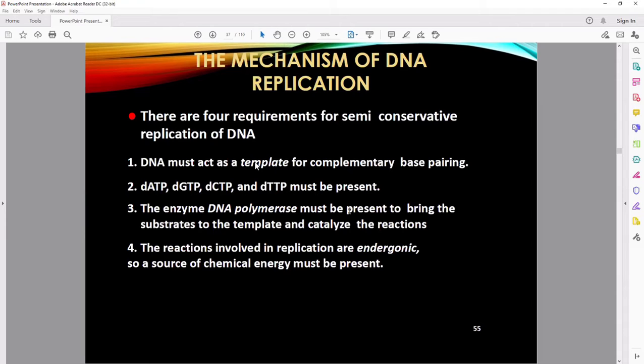Then we need to have the DNA polymerase enzyme. DNA polymerase is a very important enzyme that is responsible for adding nucleotides to extend the DNA strand. It helps to bring the substrates to the template and catalyze the reactions. Even if you have the primase, without the DNA polymerase the replication process will not occur, because this is the enzyme that adds nucleotides to your DNA strand. We need to know this. The reactions involved in replication are endergonic, so a source of chemical energy must be present. It requires energy.